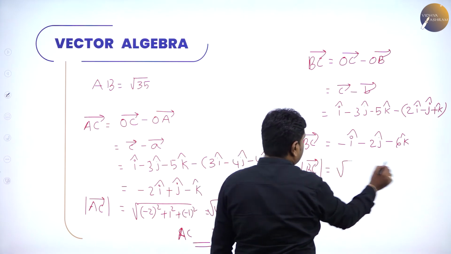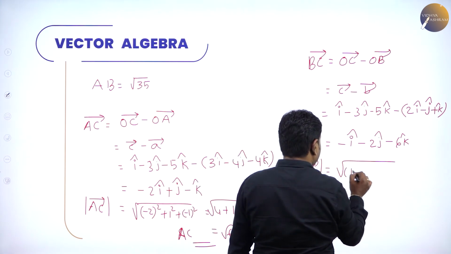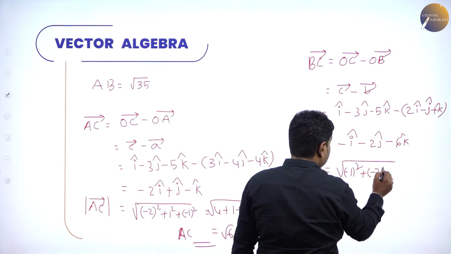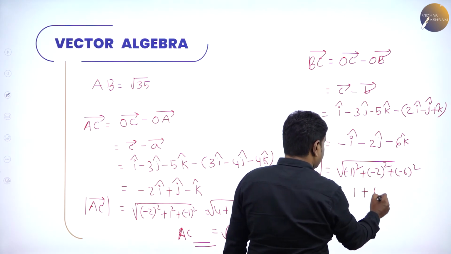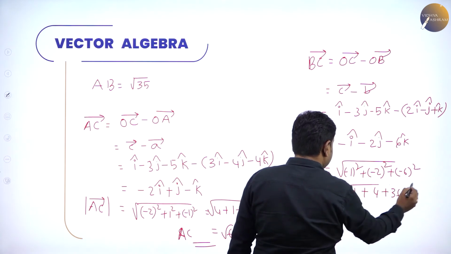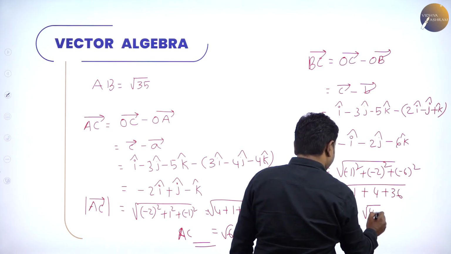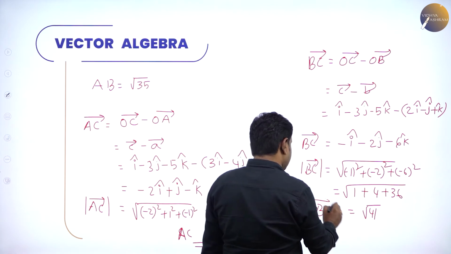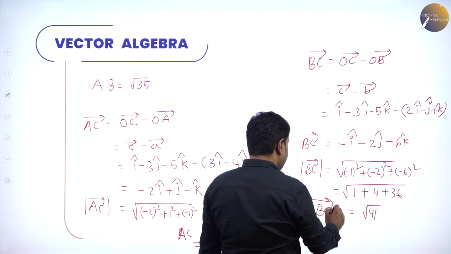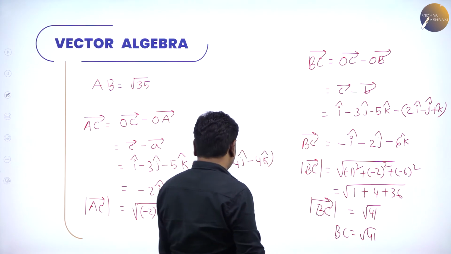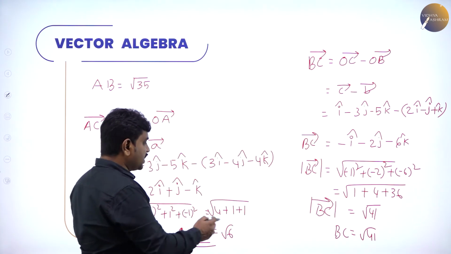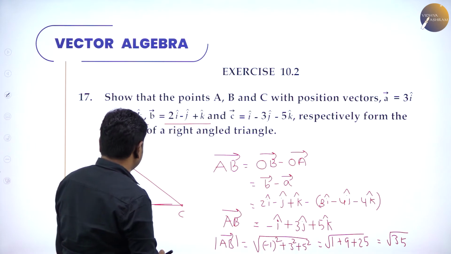Magnitude of BC is what? Root of minus 1 the whole square plus minus 2 the whole square plus minus 6 the whole square. 1 plus 4 plus 36, that is root 41. So you got the BC value. Magnitude of BC is called BC. BC is root 41. So dear students, you got AB, BC, AC. Longest is BC.